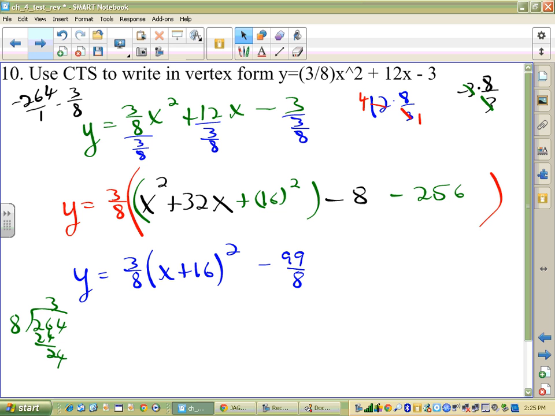It's just minus 99? Oh, because the 8's cancel. Thank you. Good looking out. So it's just minus 99 because the 8's cancel. Because this becomes a 1 and this becomes a 33.